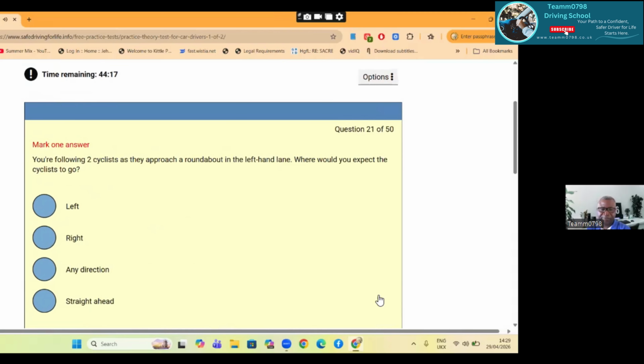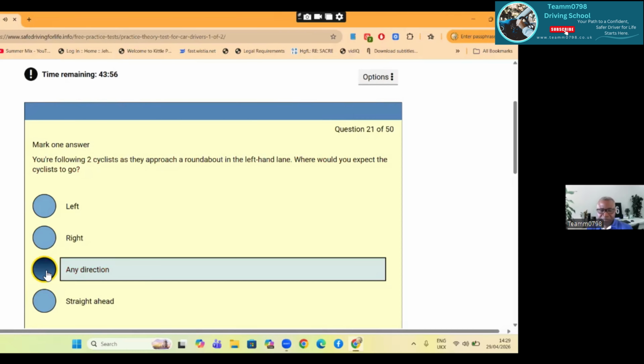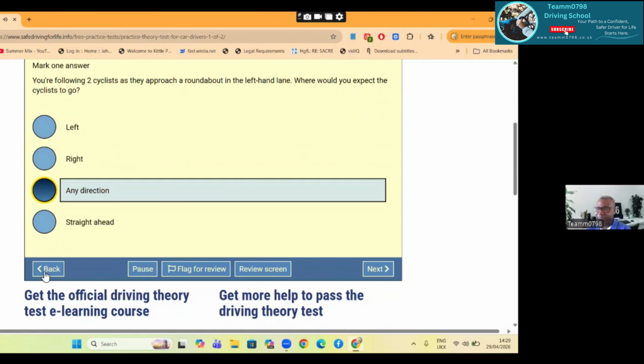Mark one answer. You're following two cyclists as they approach a roundabout in the left-hand lane. Where would you expect the cyclists to go? Okay, any direction. Because remember, you cannot tell where they are going to go. We don't know what they're going to do, so you should expect them to move in any direction. Any direction, that is the correct answer. Don't think they can only move left or right or straight ahead. No, any direction. That's the correct answer.